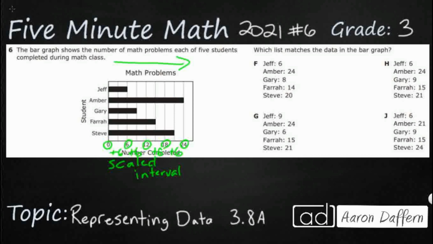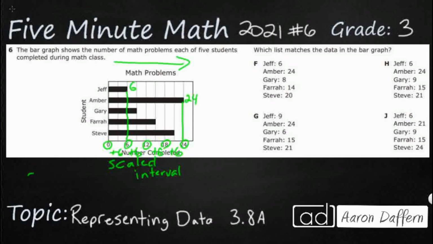And what we need to do is put our numbers next to our people, right? So Jeff, he's got 6 because it goes right here to that 6th line. Amber's pretty easy, 24, right on that 24 line. But look at Gary. Gary is right in between 6 and 12. Farah is between 12 and 18. And then Steve is between 18 and 24. So we're going to need to do a little bit of work to figure out what those non-numbered lines mean.